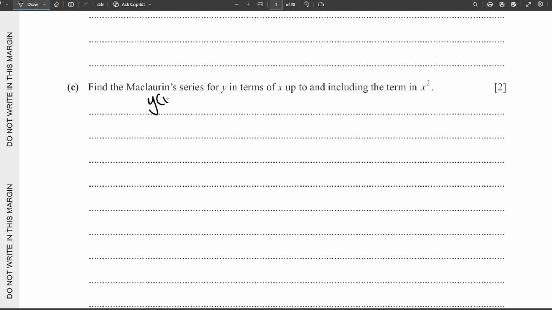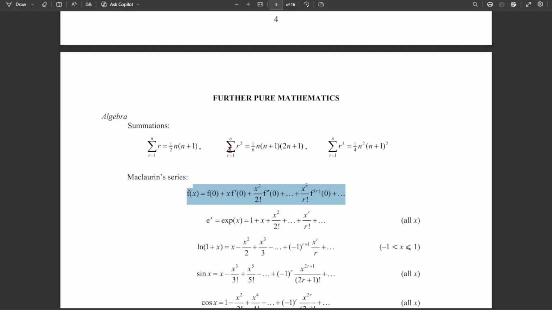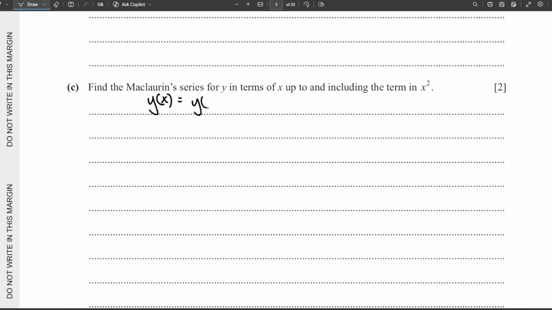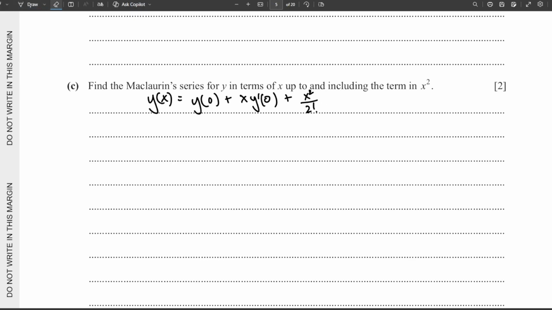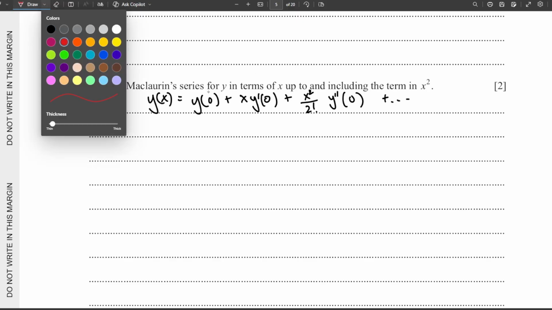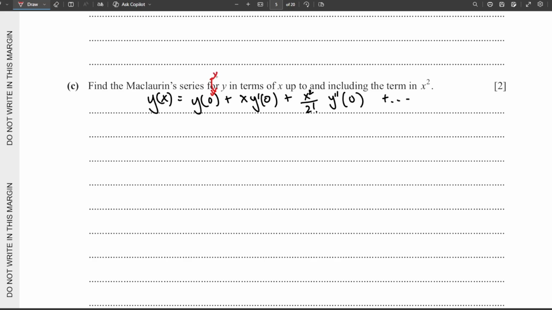So y of x, we can restate it as y of 0, added with x multiplied by y prime of 0, and x squared over 2 factorial multiplied by y double prime of 0, and so on and so forth, right? But you have to be careful here. A common mistake is this 0: this 0 is x equals 0. Again, this is all x equals 0, right?